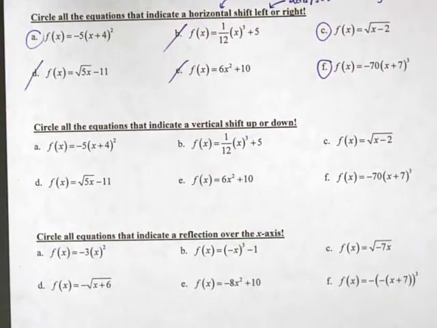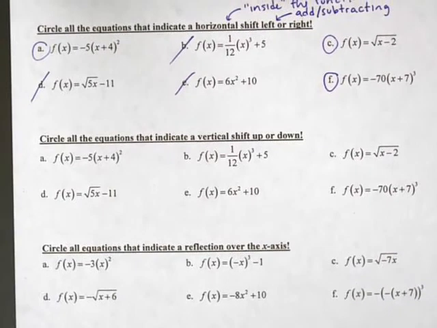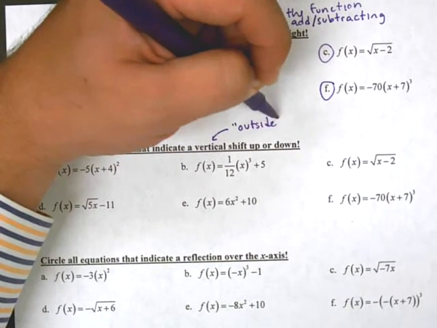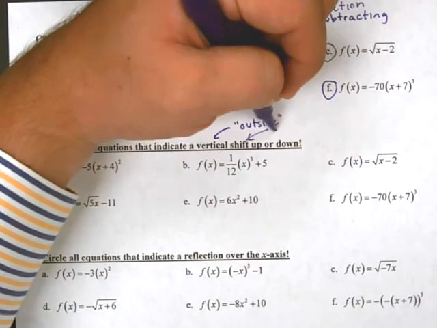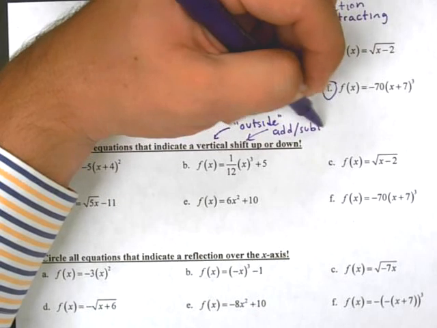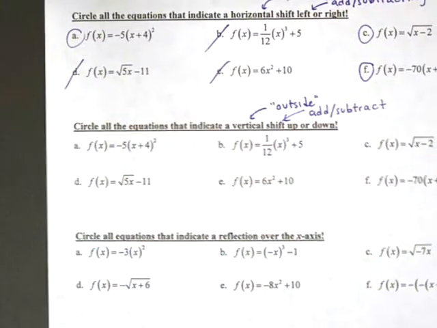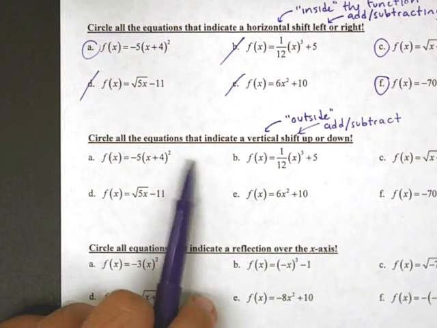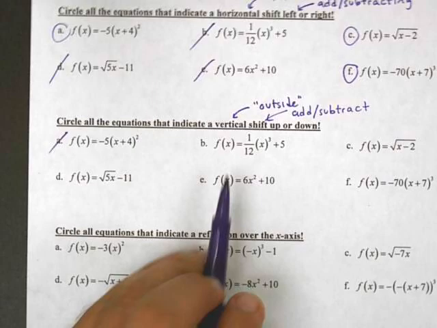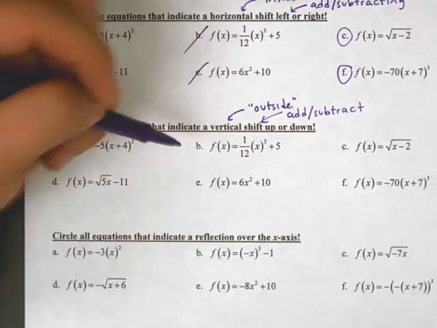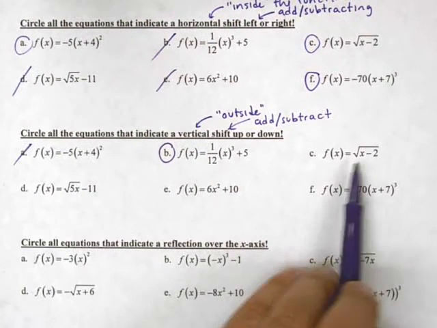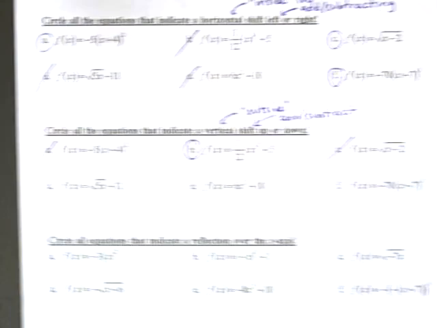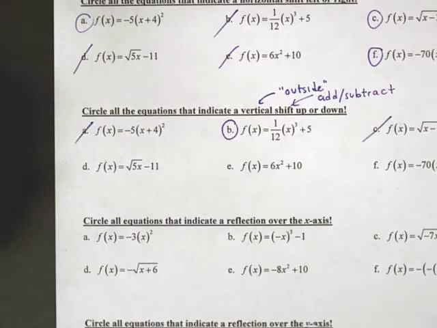All right, getting there. Now we're looking for vertical shift up or down. Vertical, or y, means outside the function, and shift still means add, subtract. So we go through the same exact examples as before. Are we adding or subtracting anything outside the function? No. Are we adding, subtracting outside? Yep, sure are. Are we adding or subtracting outside the function? No, we're subtracting inside. So that's a no.